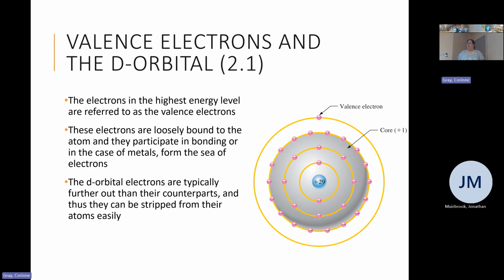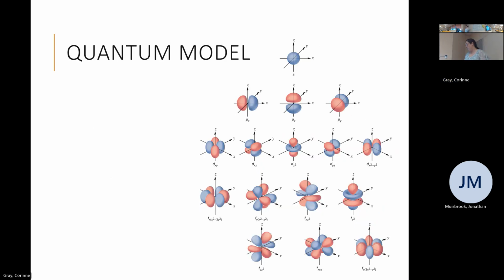Has anybody here ever seen the quantum model for electron shells? Right, you're in for some crazy shapes. So before I show you the shapes, again, you are not expected to know what these are. You're not expected to draw them. I just think it's beneficial to understand why these d electrons are so easy to rip off.